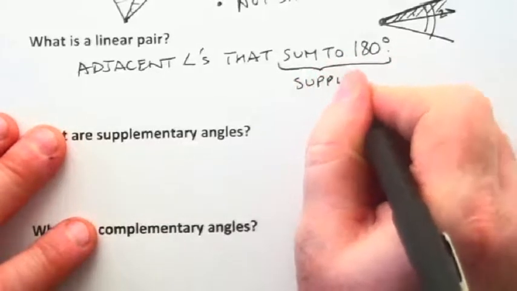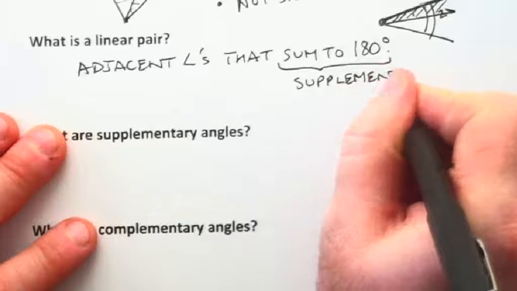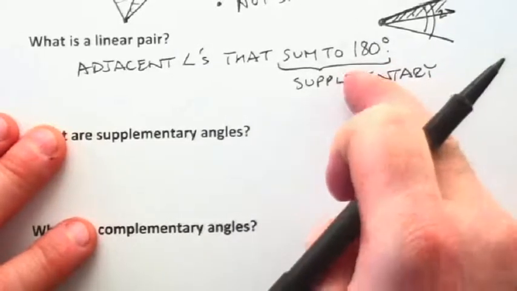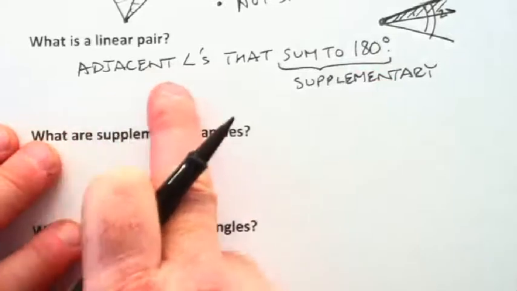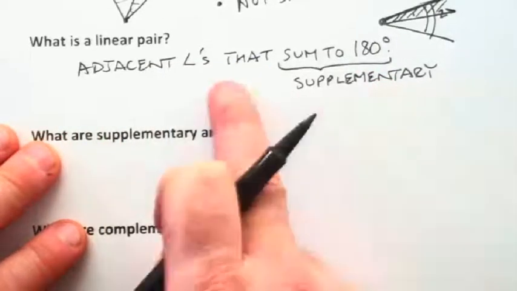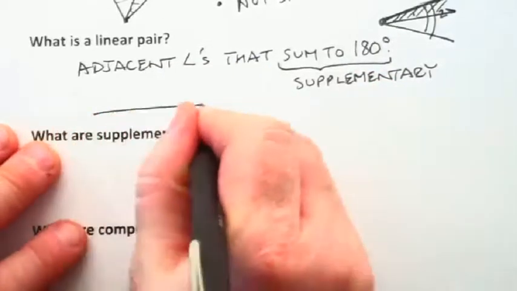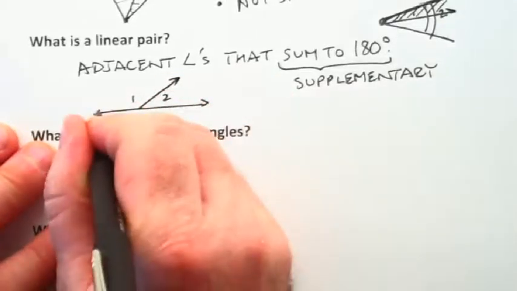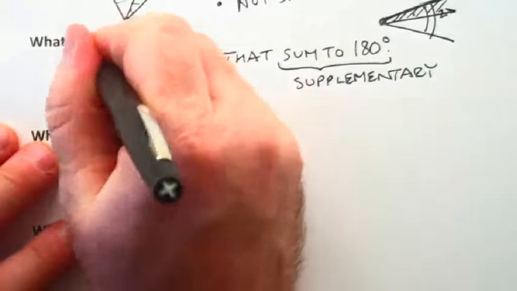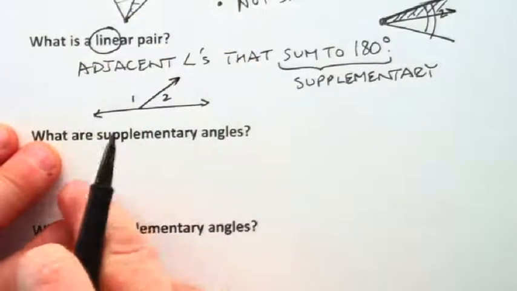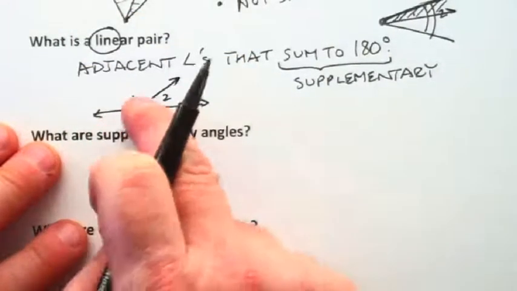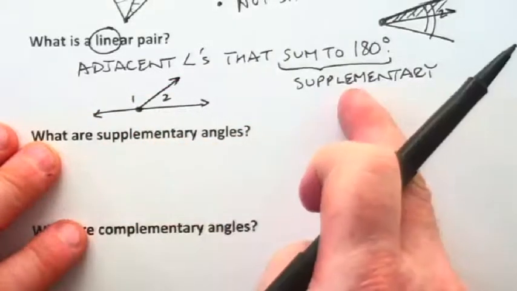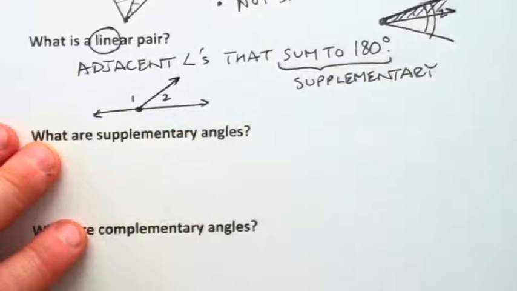Now this phrase can be substituted for another geometric word. It's our next one, so I'm going to substitute it now. Supplementary is the word for angles that sum to 180. So we're looking for adjacent angles that are supplements or add to 180. These guys all look like this. They form a straight line, thus a linear pair. 1 and 2 are adjacent, they share this ray, they share this vertex, and they do not overlap, and they sum to 180, so they're supplements.